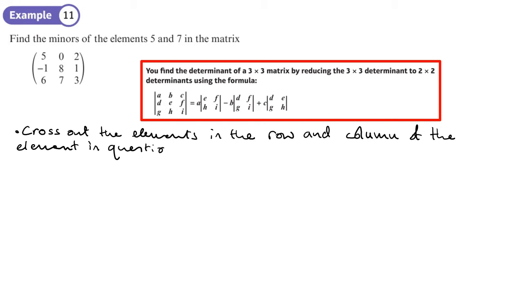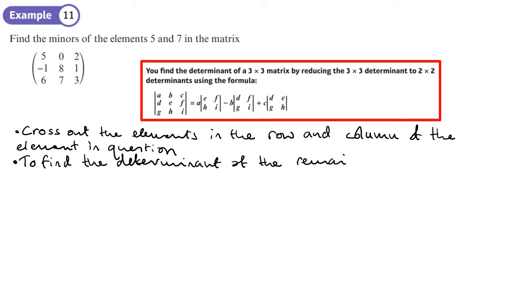So in the first bit it's 5 and then it's 7. The second step is to find the determinant of the remaining elements. So let's do that. Let's start with 5. Let's find the minor of the element 5.